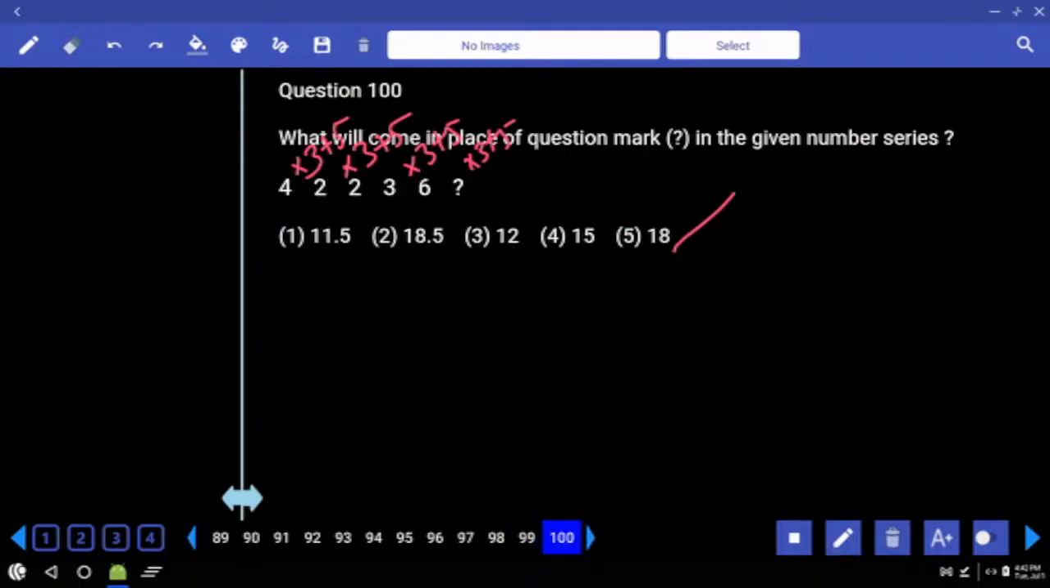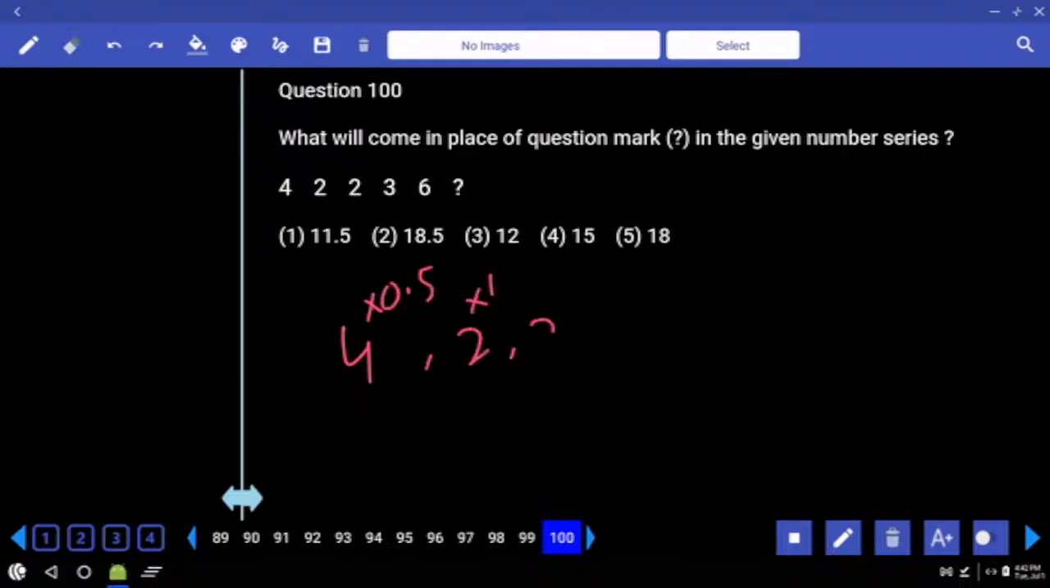Then finally 100. 4 into 0.5, 2. And 2 into 1, 2. And 2 into 1.5, 3. Now 3 into 2, 6. Now 6 into 2.5. How much? 15, choice 4. Now question number 100, paper number 24.